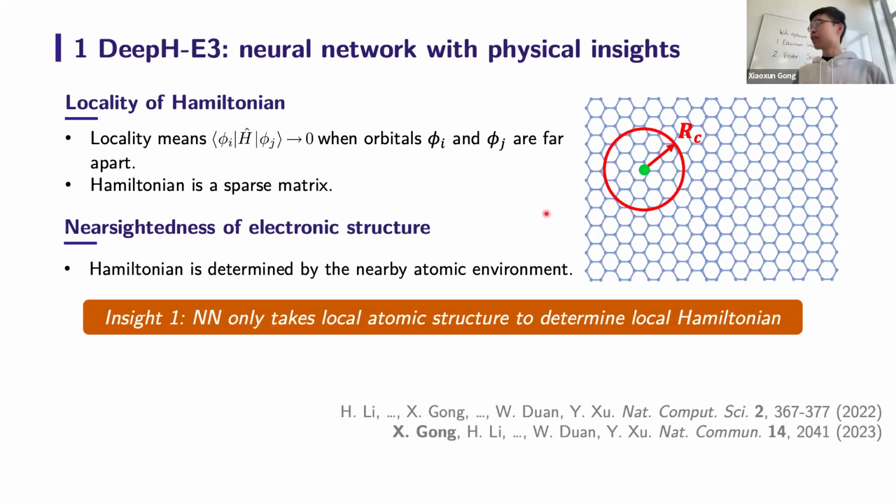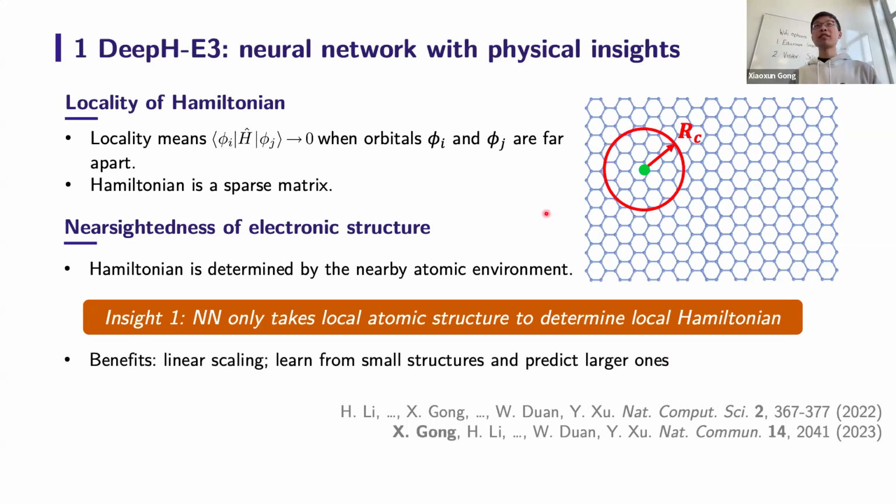Our first physical insight for the neural network is that the neural network must only take the local atomic structure to determine the local Hamiltonian. There are several direct benefits of this physical insight. The first is linear scaling of our method, which is very obvious because we are only using local information to predict the Hamiltonian. Our method can also learn from small structures and predict much larger ones. In fact, the structures in our data set only need to be larger than the sphere with a certain cutoff radius RC.